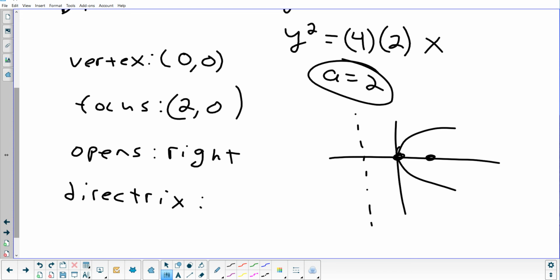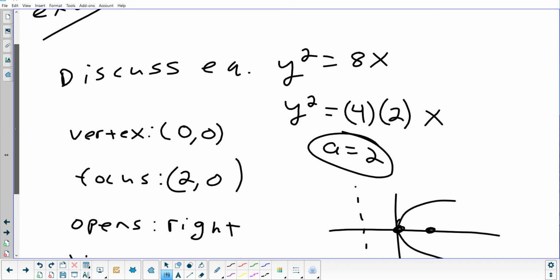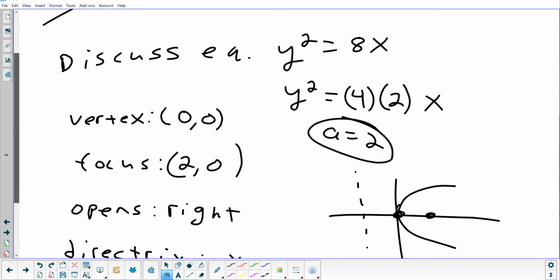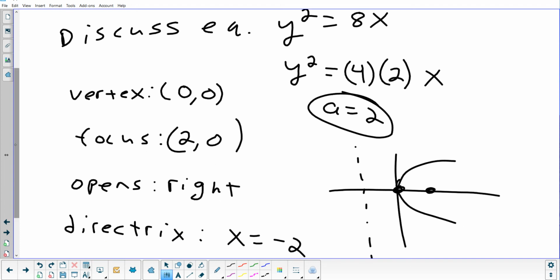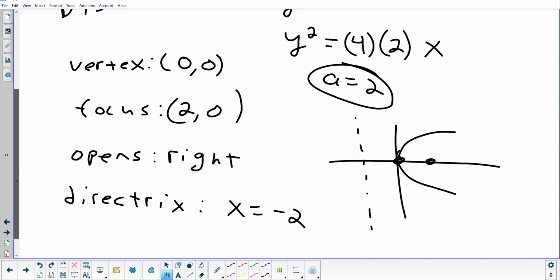Imagine your directrix. What letter does it start with? X, because it's vertical. And what number? -2. Right. So those would be all the important things to describe about the problem. Questions on that? All right.